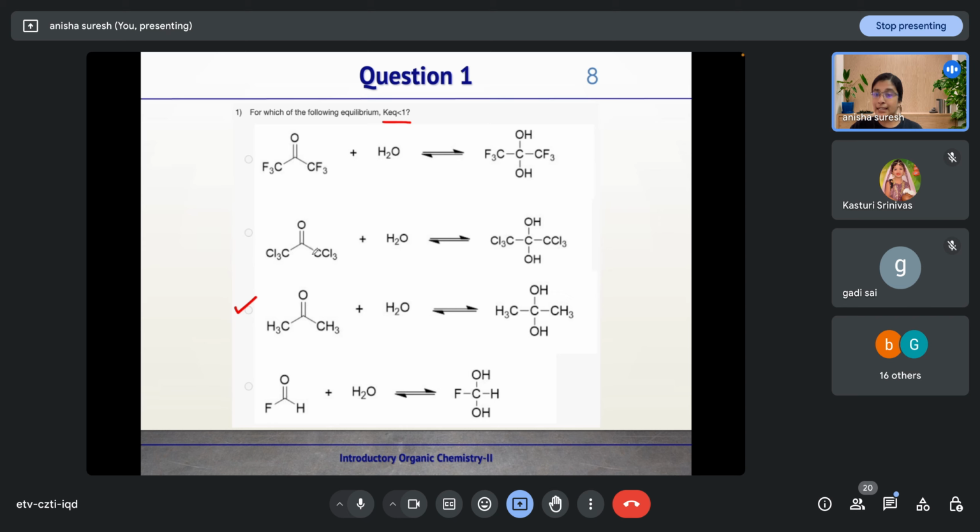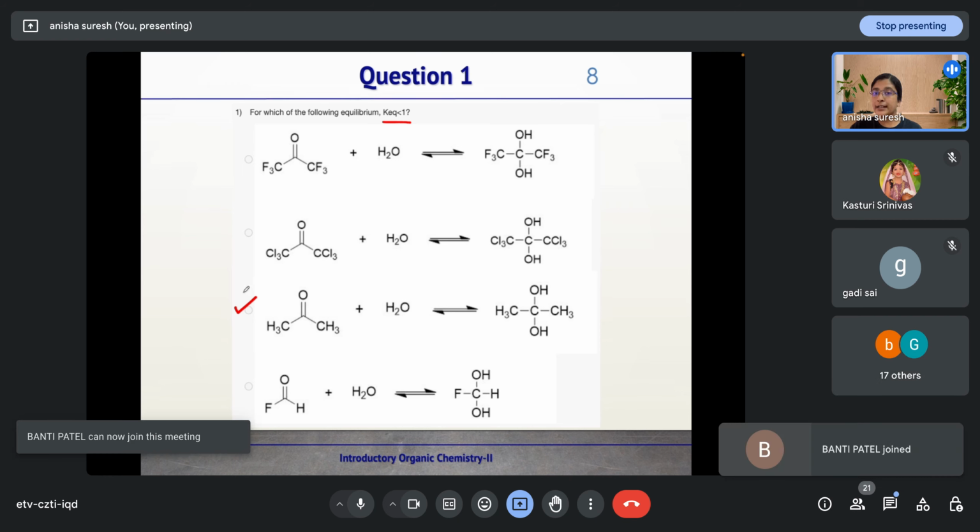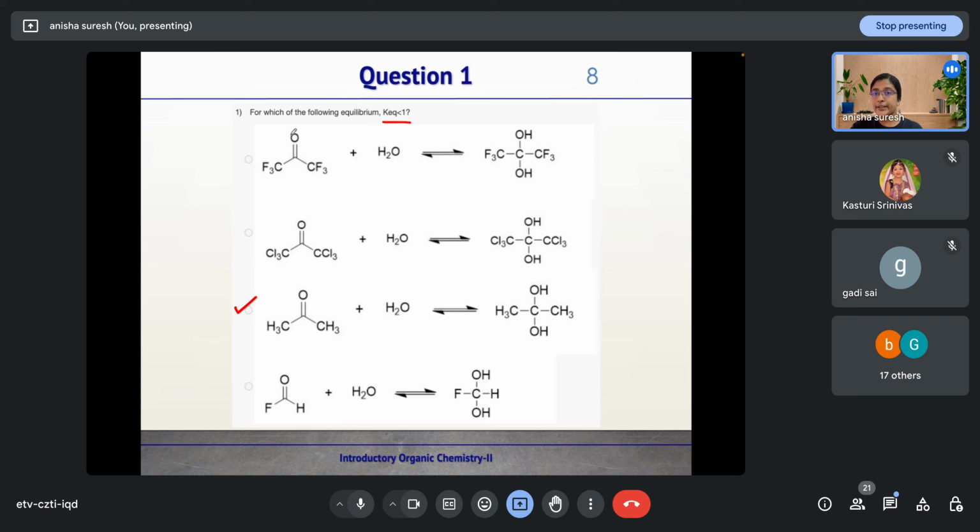But in the other cases, since CF3, CCl3 and fluorine are all electron withdrawing in nature, the carbonyl center will be electron deficient. As a result, the hydration reaction can take place easily and it will result in the formation of this product. In this case, the equilibrium will be more favored in this direction.